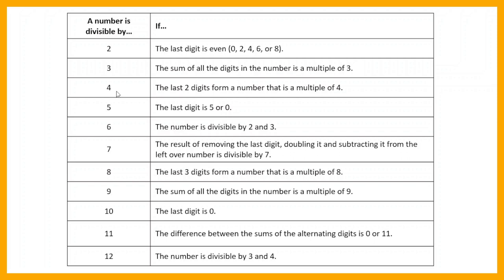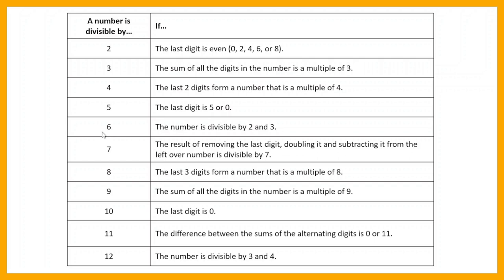Okay? Then the rule for 5 is one that you very possibly know already. That is that if the last digit is a 5 or a 0, then your number is a multiple of 5. The rule for 6 uses 2 and 3 together. If your number is even, in other words, if it's a multiple of 2, and if it is a multiple of 3, then it is going to be a multiple of 6.